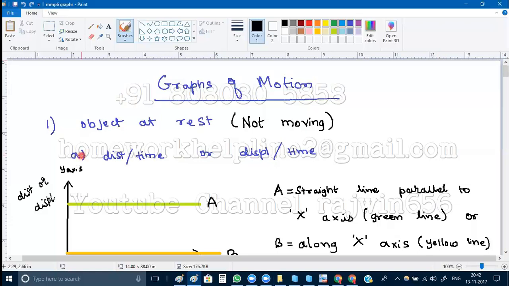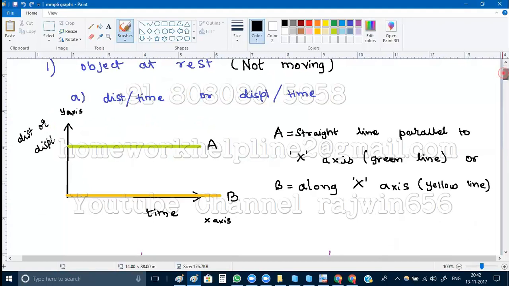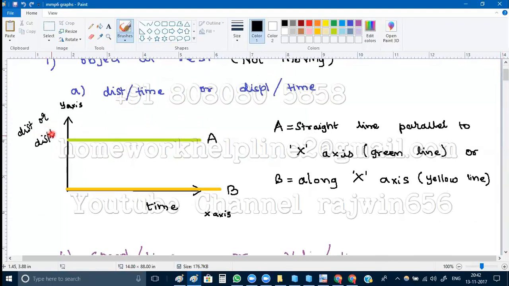See now the graphs of motion. When the object, this is the first graph that we are taking, the object is at rest. That is, it is not moving. We are considering over here distance time or displacement time graph. Okay, so here you can see over here, this is distance time graph.